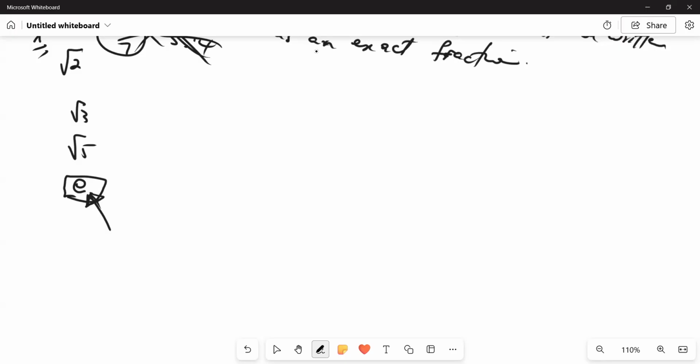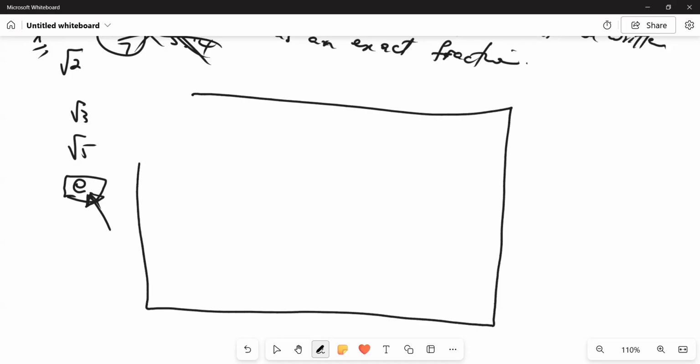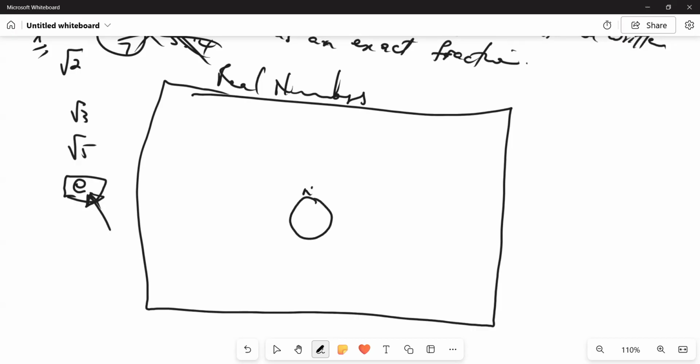So there are lots of numbers that can't be written as an exact fraction, and therefore those fall into the category of irrational numbers. If we were to throw all this information on a Venn diagram, you've probably heard about that before, the universal set will be real numbers. We started off with natural numbers, then all the natural numbers fit into whole numbers, plus there's zero out here somewhere.